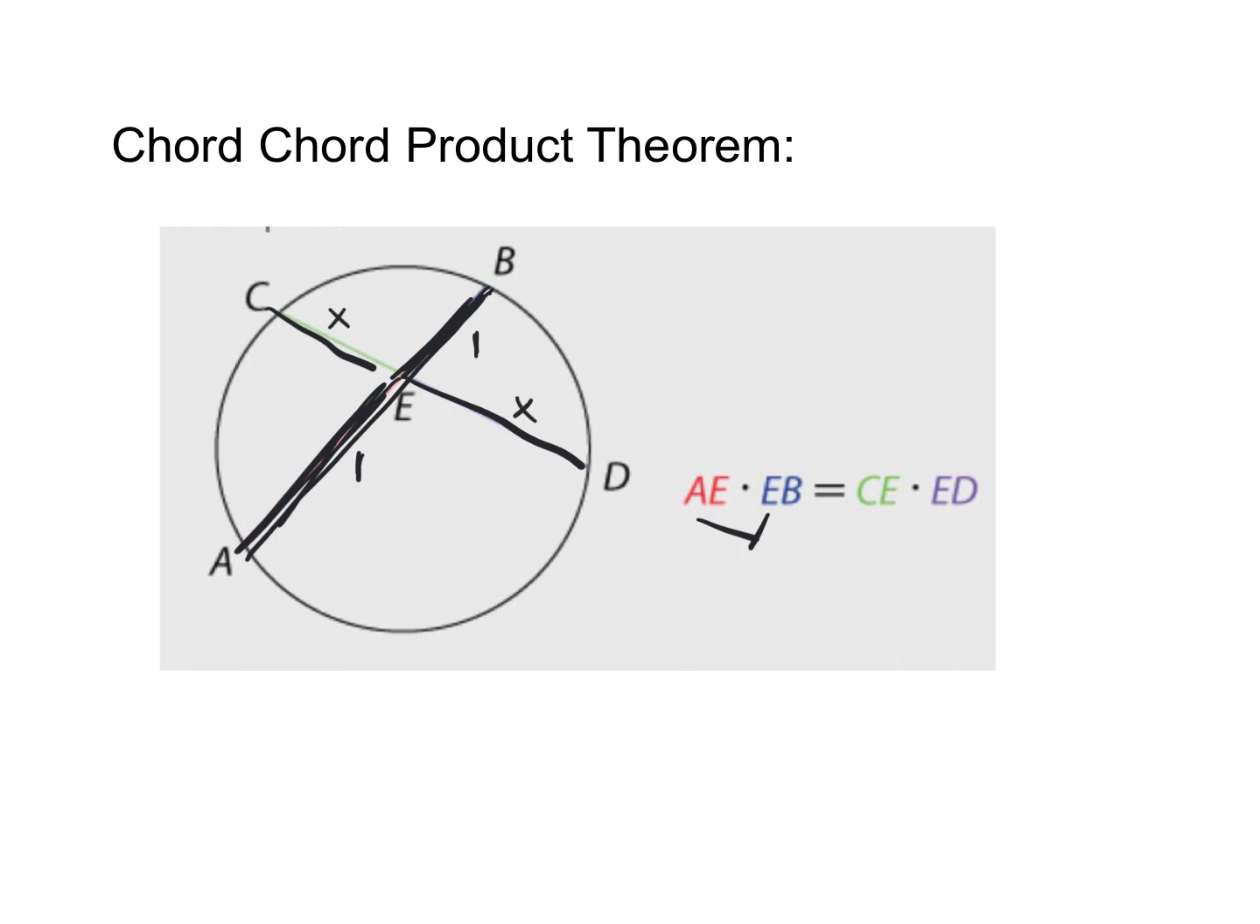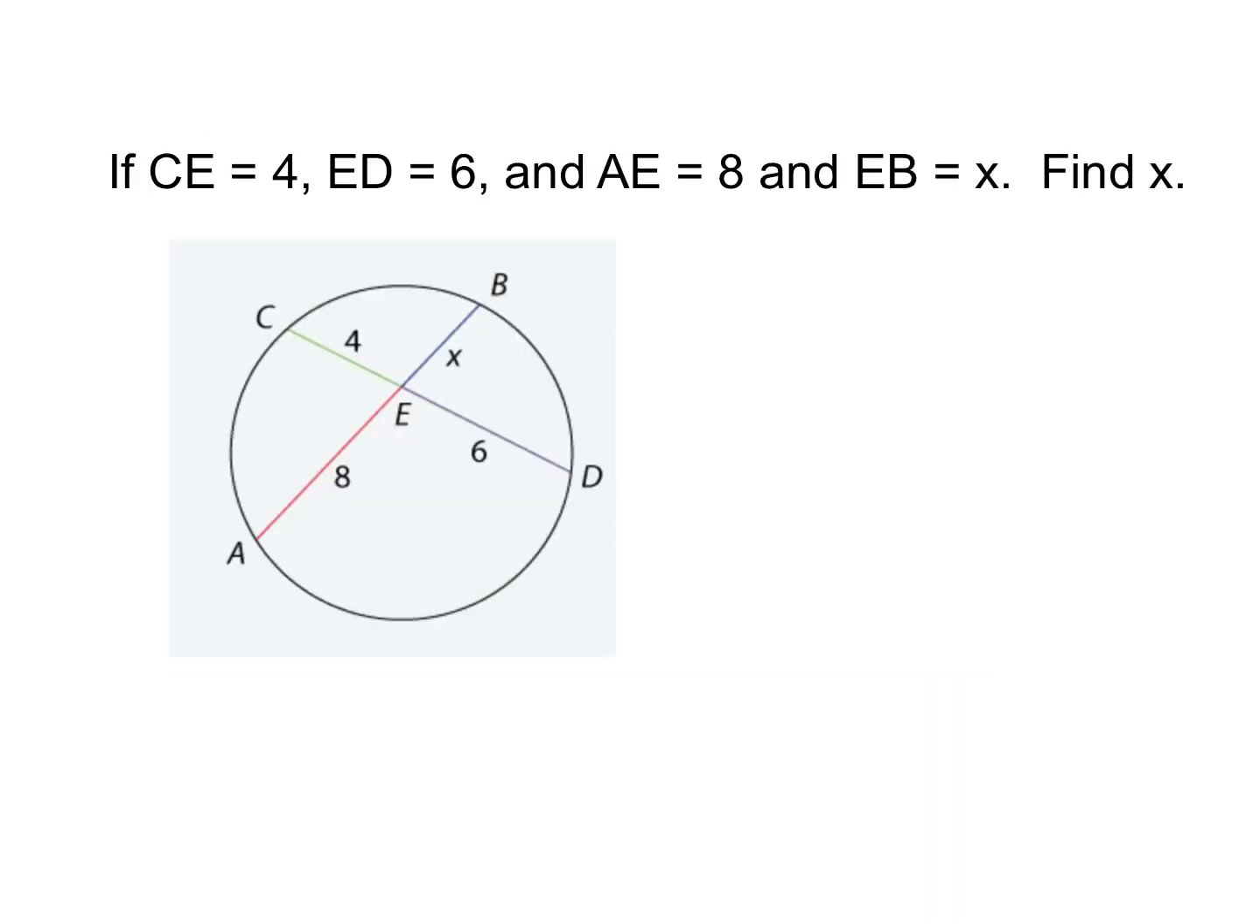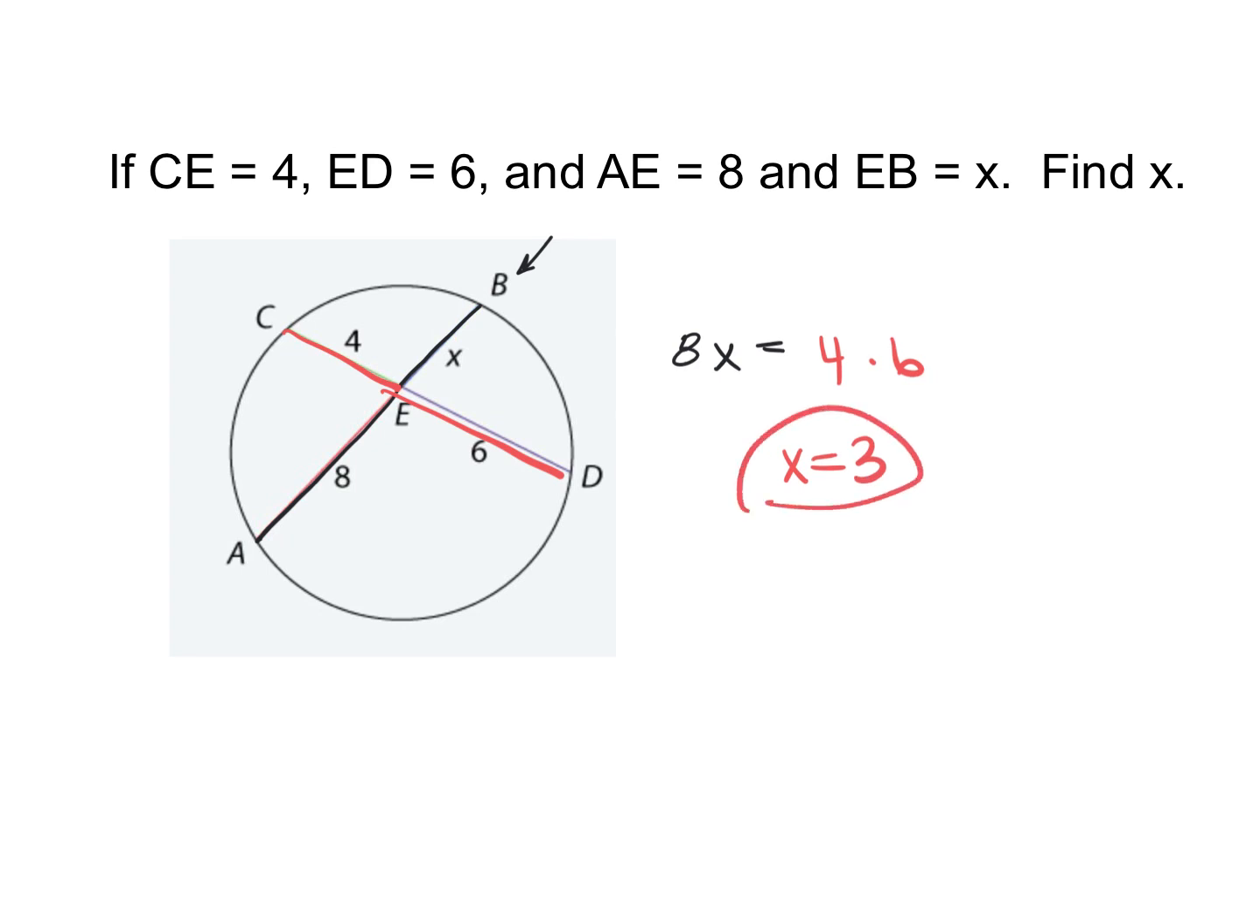So make sure you got this written down in your notes. This is important to know. Once you know it, it's pretty easy. You can see right here I have two segments that are crossing each other. So if I take a look at this first segment, this part right here, x times this part right here, 8, is going to be equal to this part right here, 4, times this part right here. And you can see what x is going to be equal to is 3. So it's pretty easy to use.